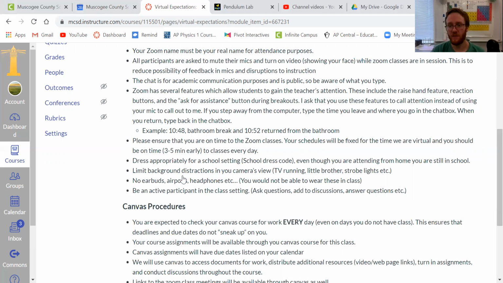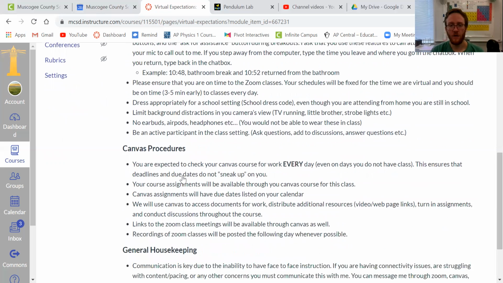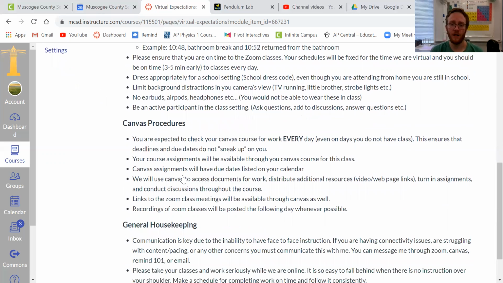This means keeping phones put away, making sure that no TVs or videos or any kind of games are playing in the background, and that they are actively listening, asking questions, or answering questions when necessary. Your student is expected to log into Canvas every day, even if they don't have me.